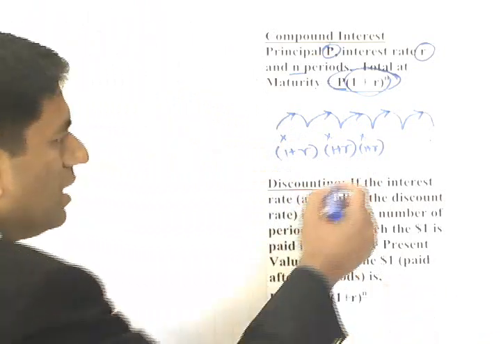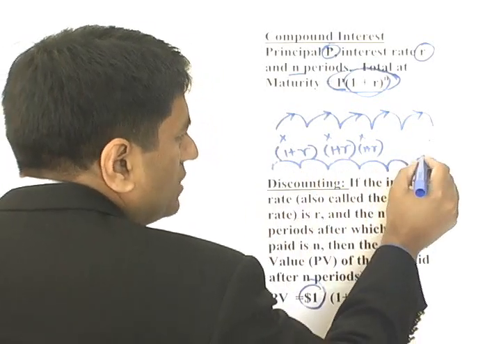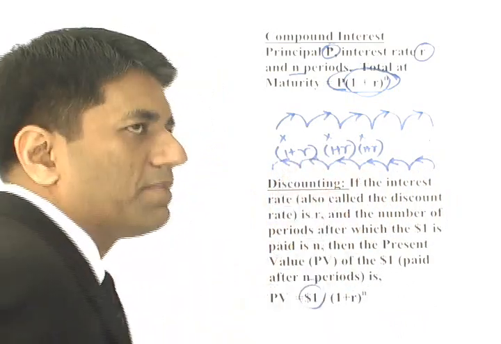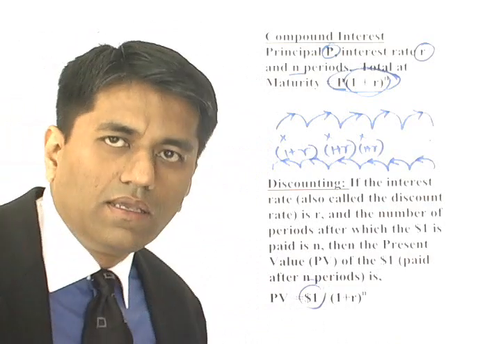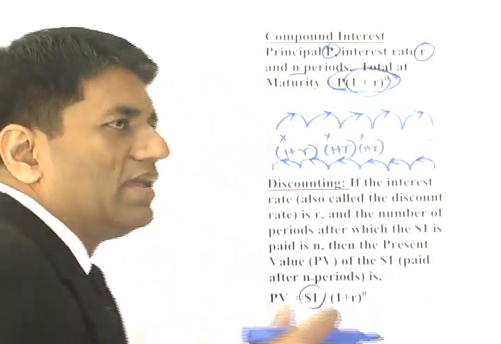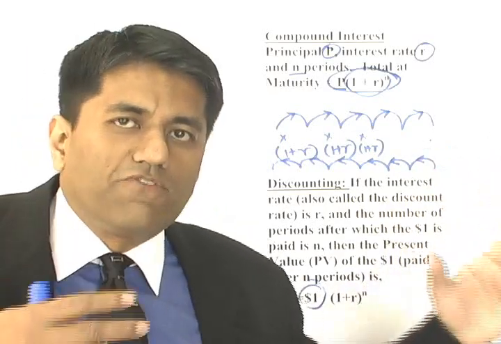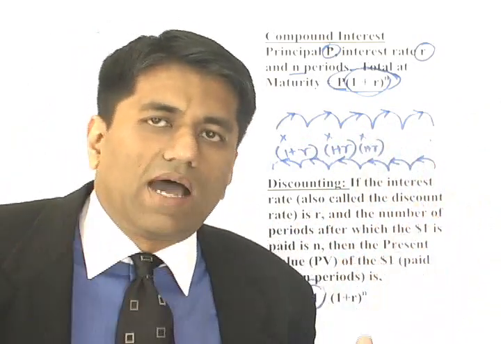So when you move back n periods, and each period you are discounting by the factor 1 plus R, then the amount that you have today for that dollar which you got n periods in the future would be that $1 divided by 1 plus R to the power n.